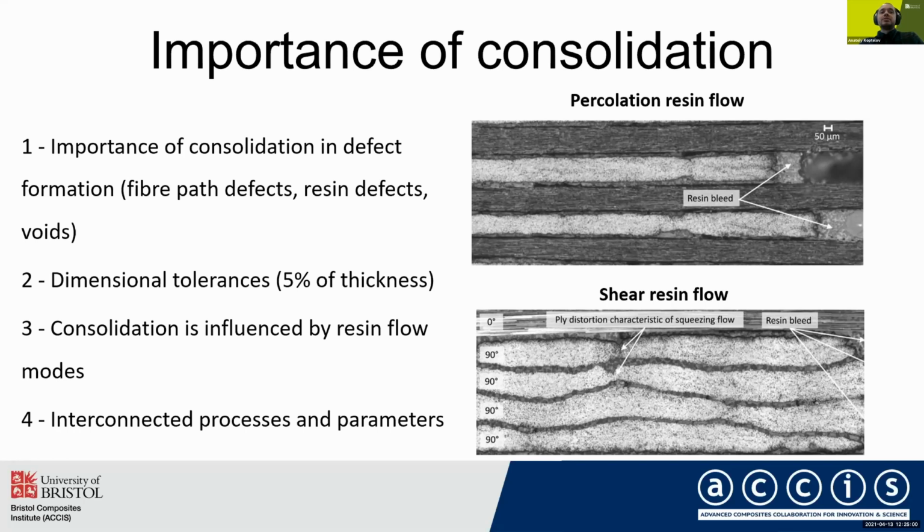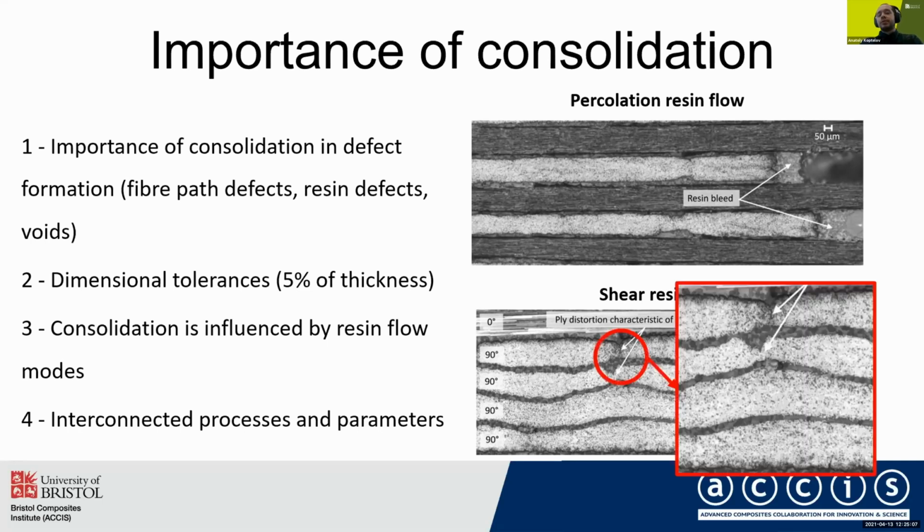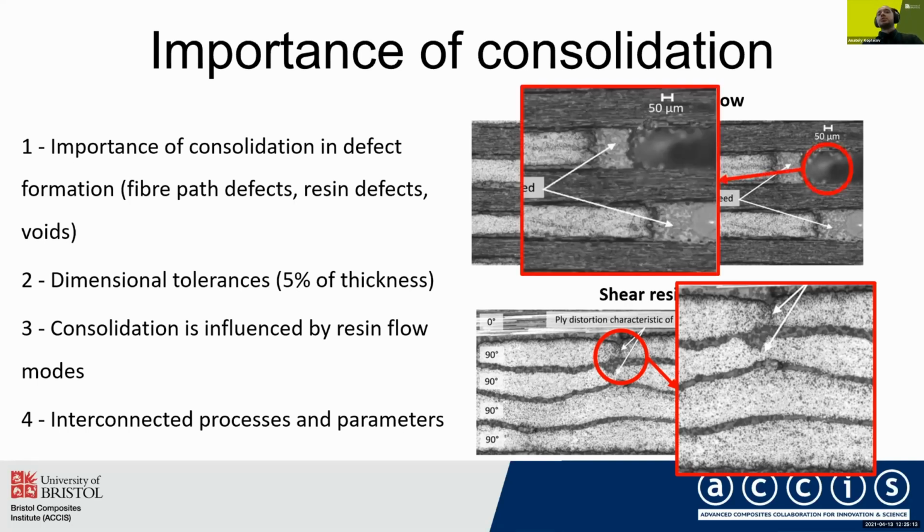Consolidation is driven by resin flow, and there are a number of different resin flow models, such as shear resin flow, when resin flows transversely to the fiber direction, causing a fiber shift, or percolation resin flow, when resin just bleeds out of the composite. The problem is that we don't know in advance which process is happening inside the material under the particular processing conditions. And also these processes may occur concurrently and may be interconnected with each other.